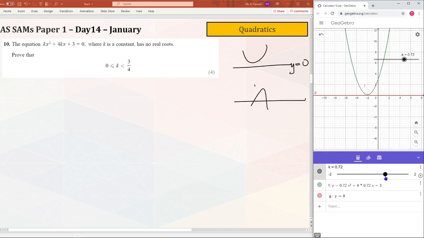So let's now try and answer algebraically what the question is asking us to do. And I'm just going to put this on 0.75.